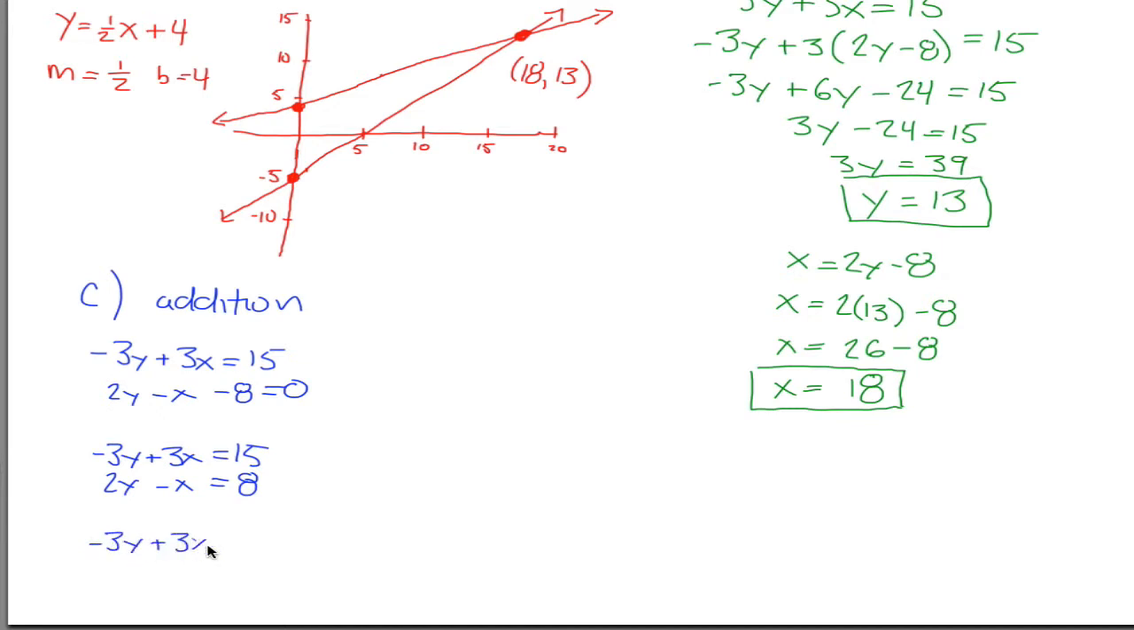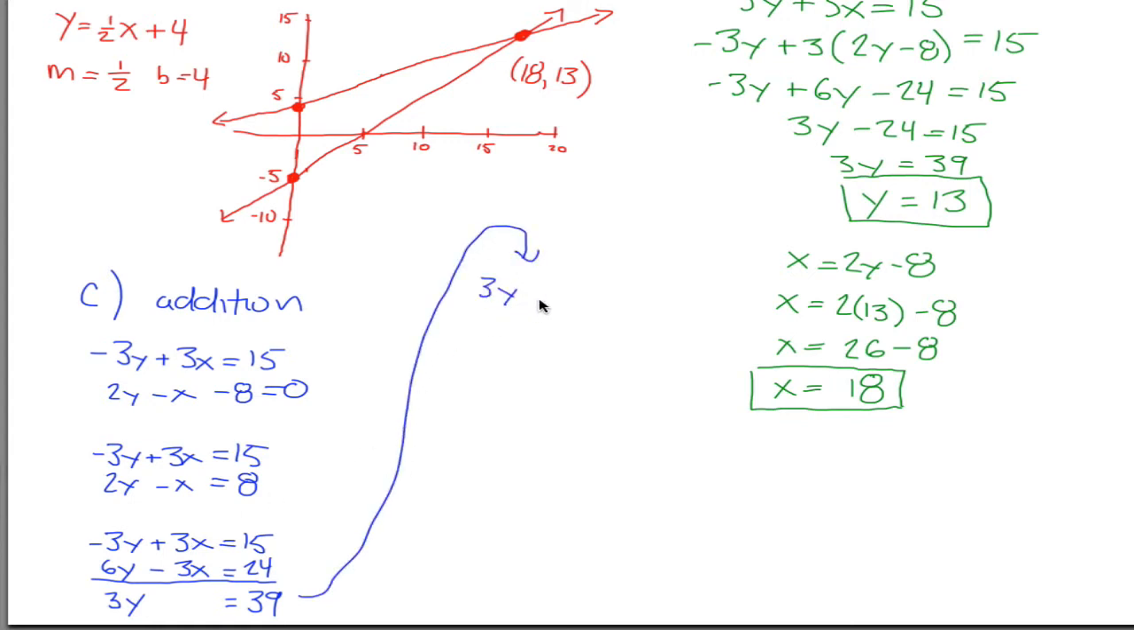But if you do that, you just leave the top equation alone, and we'll multiply everything in the bottom equation by 3. So instead of 2y, we'll get 6y. And instead of negative x, we'll get negative 3x. And instead of 8, we'll get 24. Then we can add these guys up. -3y plus 6y is 3y. These cancel out, and we get 39. So maybe I'll jump up to here. I got 3y equals 39, which I can solve and get y equals 13.